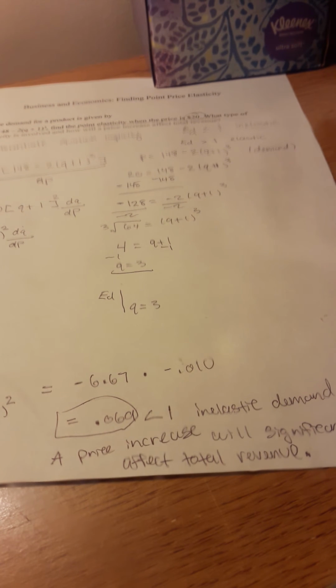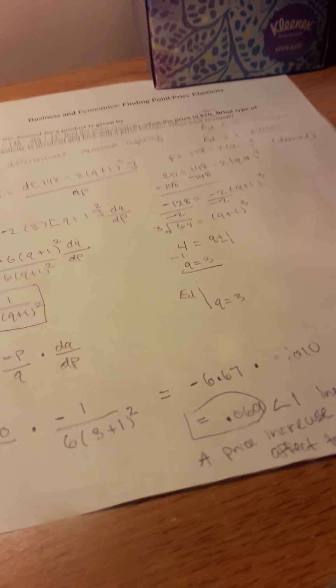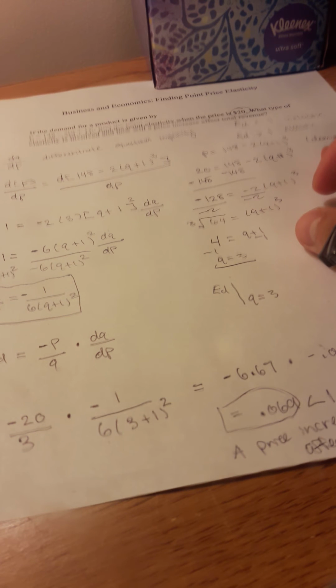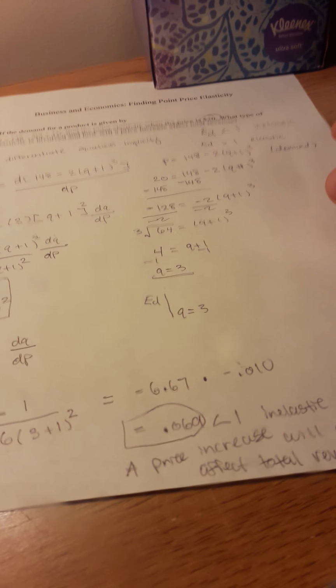A good example of an inelastic product today would probably be gas. No matter how much it increases, which is ridiculous. Well, now it's actually not too bad, it's like 2.45 per gallon for regular. But yeah, gas would be inelastic because no matter the price increase, everyone always needs gas. So the demand isn't really going to change that much.